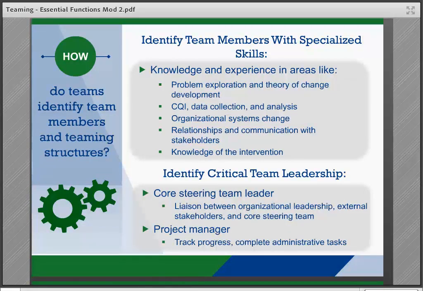It is also important to identify critical team leadership. A critical member of every implementation team is the team leader, who heads the core steering team and serves as a liaison between agency leadership, external stakeholders, and the core steering team. In addition, having a project manager to track progress and complete administrative tasks contributes to the team's success. If the team does not have a separate project manager, the team leader or another designated team member may take on this role.